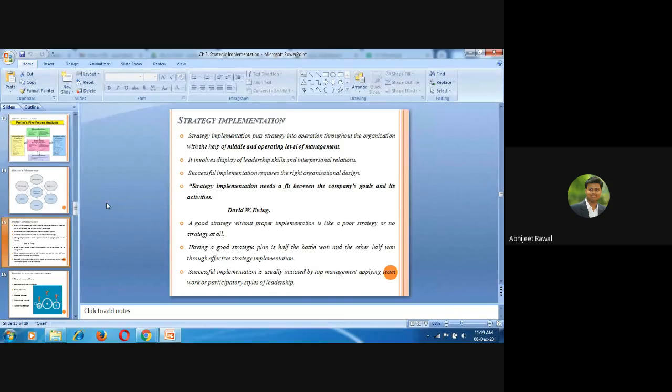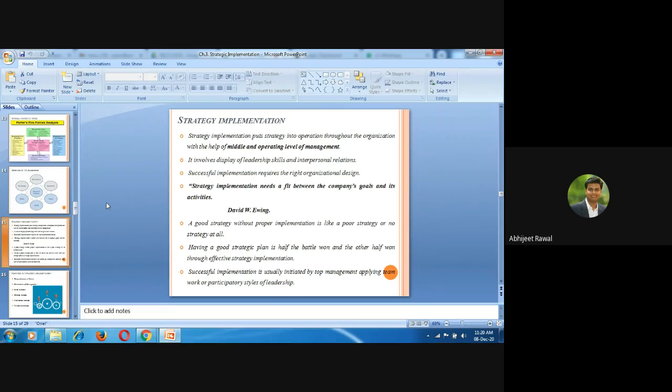You might have a really good strategy, but if you do not have the proper organization capacity or the proper organization structure, the organization will fail to implement those great strategies in the market. A good strategy without proper implementation is like a poor strategy or no strategy. Having a good strategy plan is half the battle won, and the other half will come through effective strategy implementation.